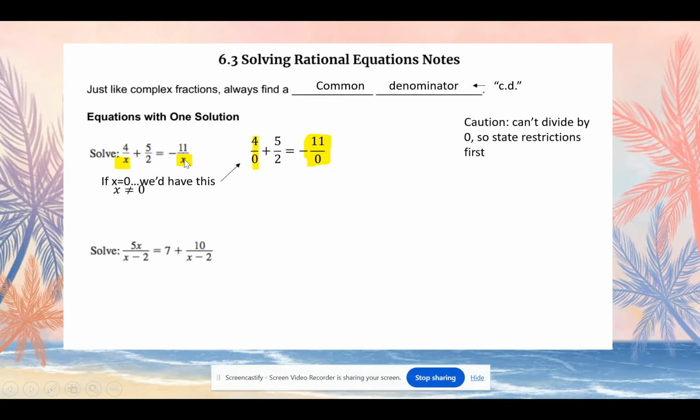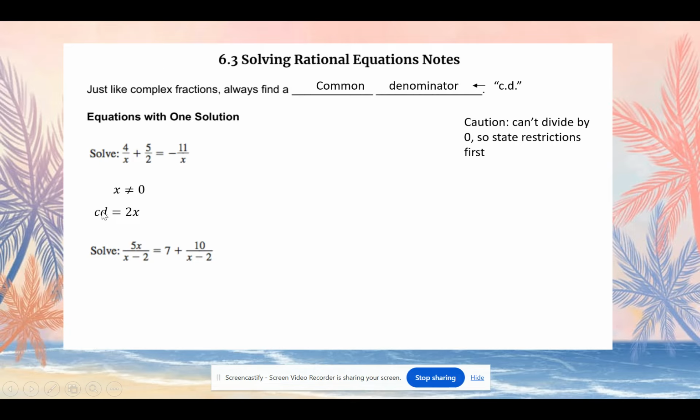We would say, yeah, I know that's what I got from the work, but technically I'm not allowed to use that as an answer. So right off the get-go, I state what's called my restrictions. So in this problem, I'm not allowed to get 0 for x. That means if I do, from my work, I'm going to throw that answer in the trash because it's no good. X is allowed to be anything else, and I won't get an issue from that, but it cannot be 0.